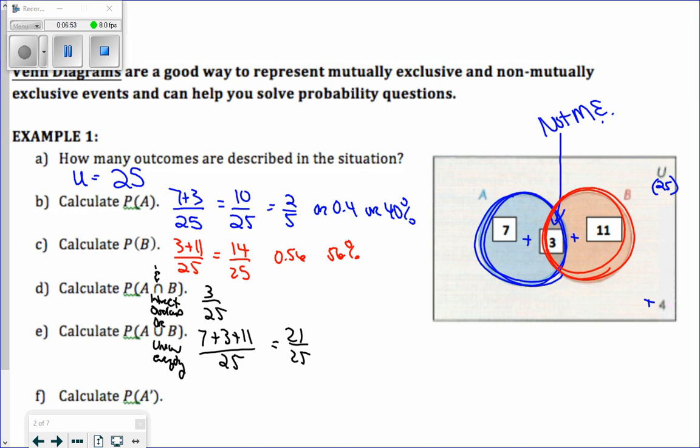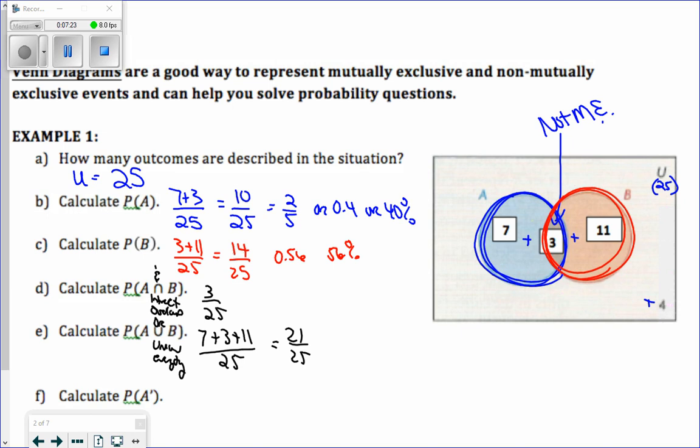So again, on the diploma, it might use the language A and B, or it might say intersection of A and B, or it might say A symbol B. They all mean the same thing. So you'll see me trying to get you guys to understand that intersect and this are all the same thing. They're all synonyms.